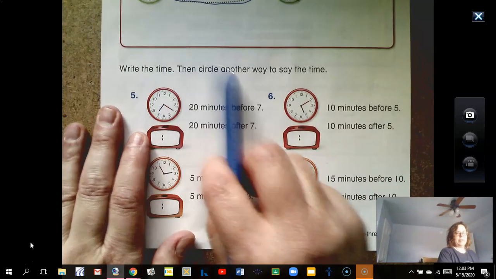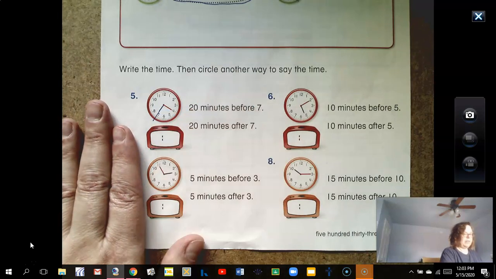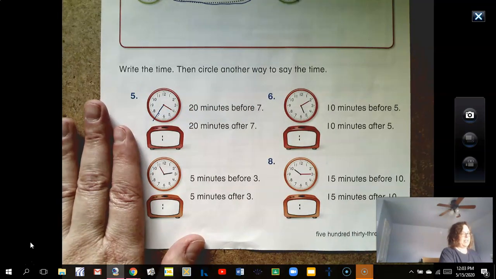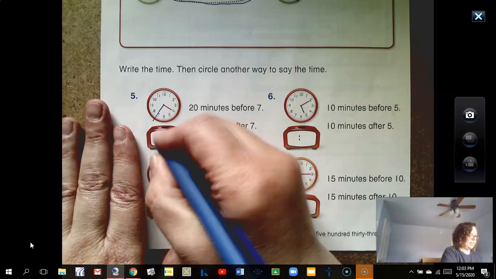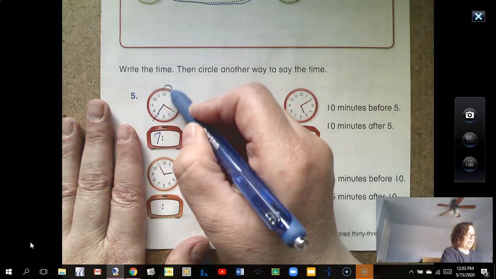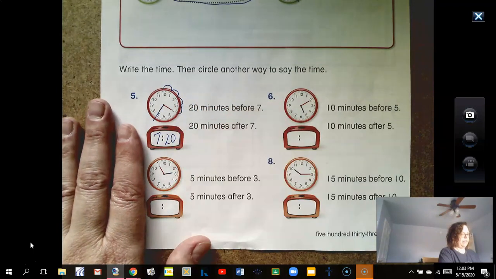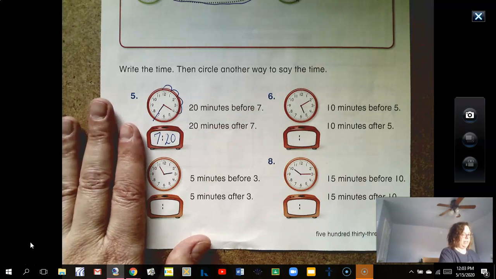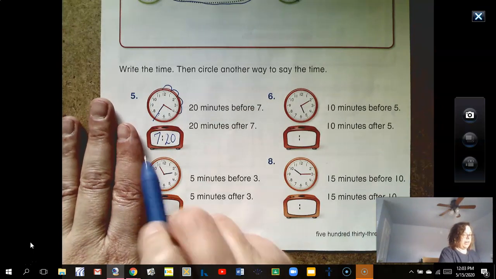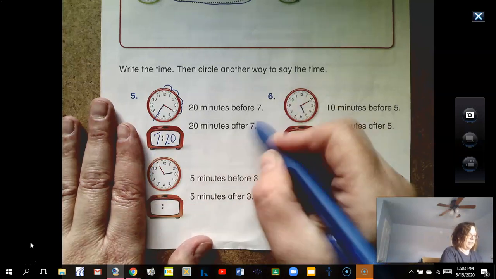Write the time, then circle another way to say the time. All right, so extend this out. Between the 7 and the 8, has not reached 8, so it is 7. Let's count the minutes. 5, 10, 15, 20. 7:20. Or 20 minutes after 7.